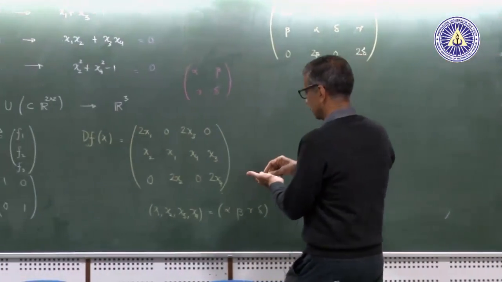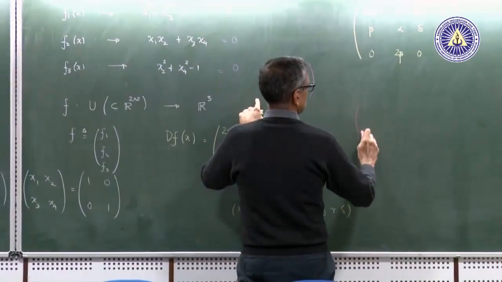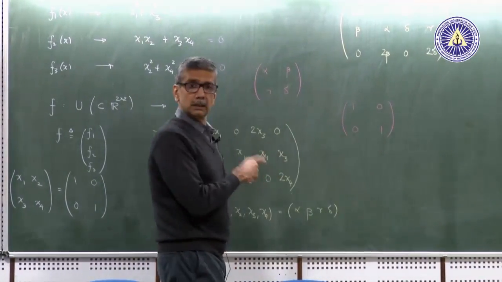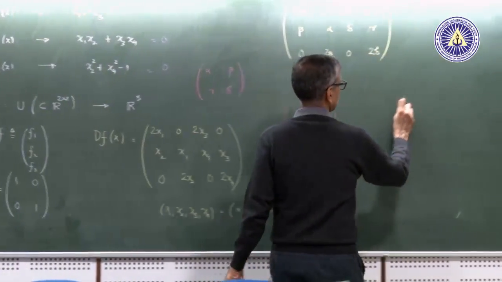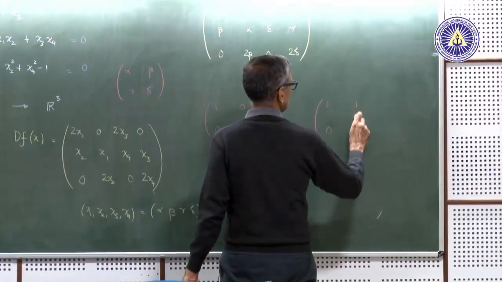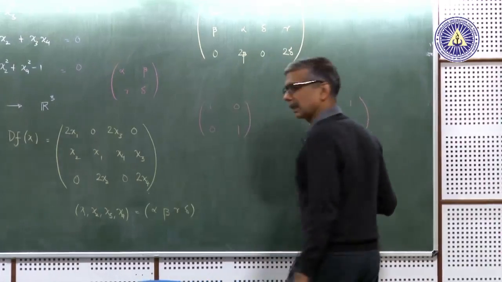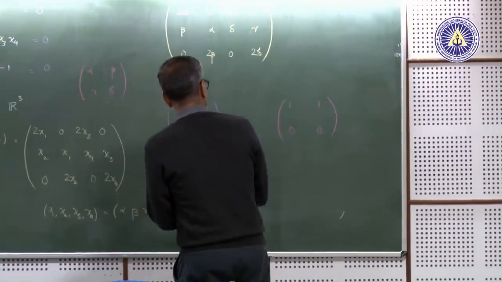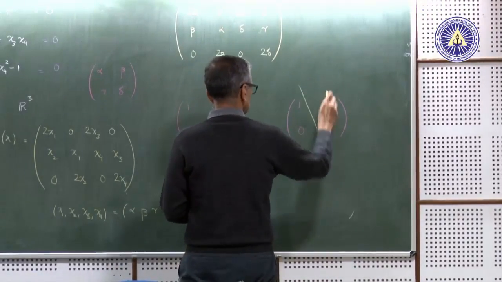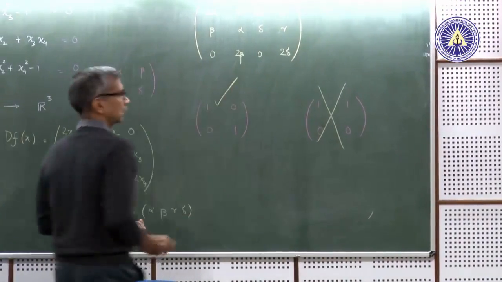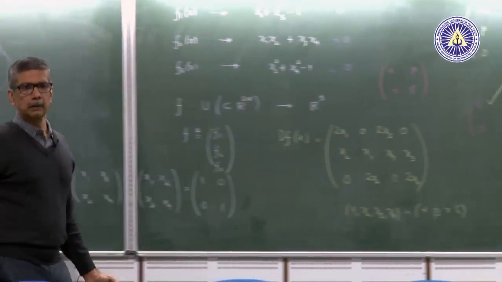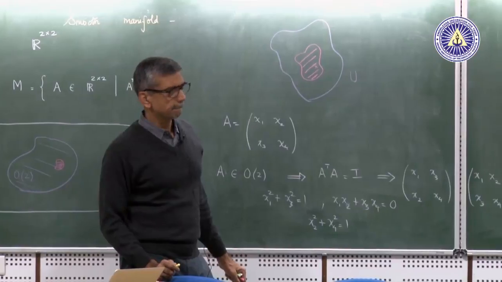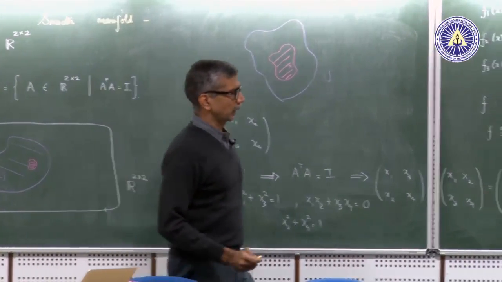Please see that clearly. See, this is fine. This is in orthogonal. This is not in orthogonal because it doesn't satisfy A transpose A equals I. Right? So this is okay. Is that clear? Okay.